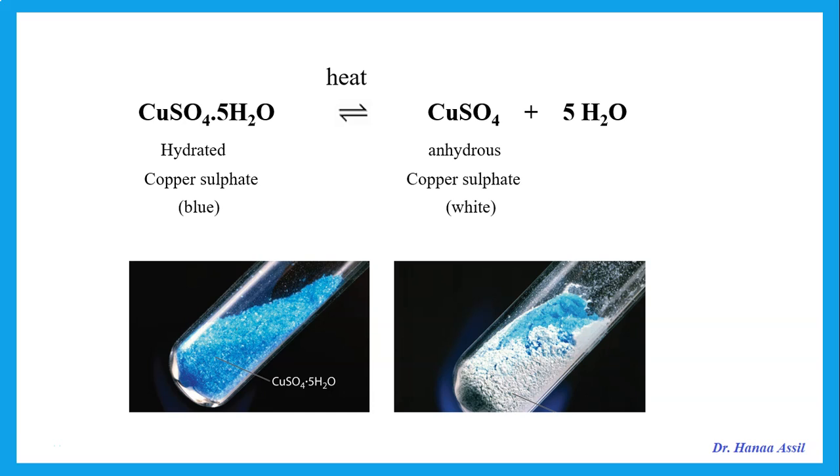Another one is the copper sulfate 5-water, which is the hydrated copper sulfate. And we know that hydrated copper sulfate is crystals that have water in it. Now, when we heat it, the water evaporates, leaving the anhydrous salt, which is white. Now, if we want to go back to the blue, what should we do? If we add water to the white, it becomes blue. If we heat the blue, it becomes white. So this is a reversible reaction.